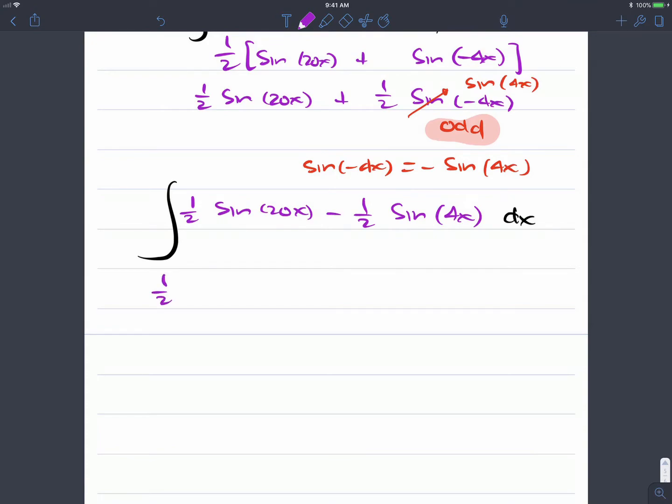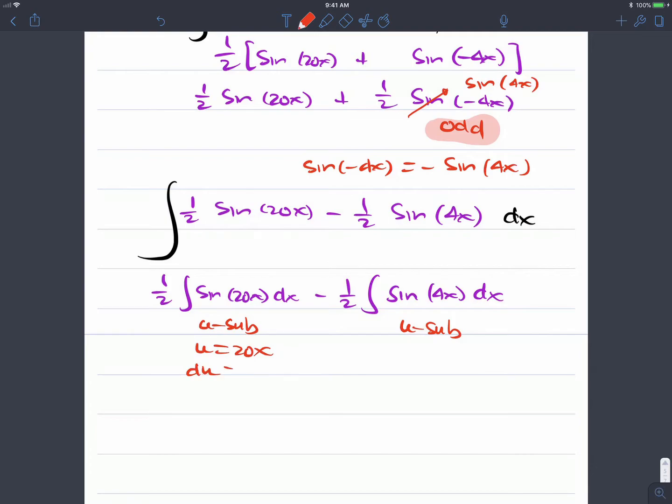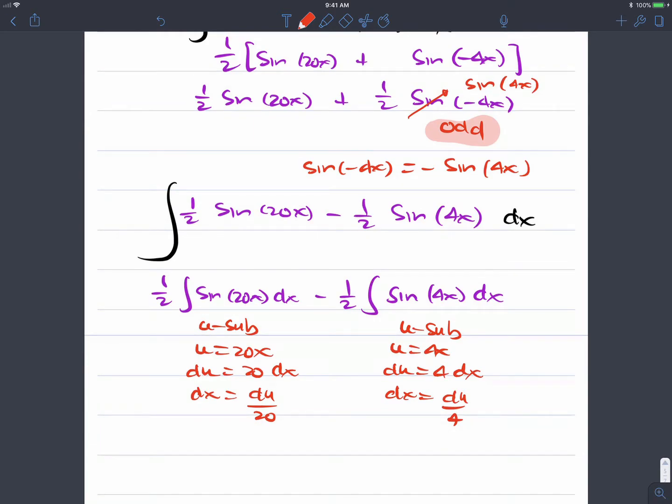So I'll have 1/2 integral sine 20x dx minus 1/2 integral sine 4x dx. Now for both of these, you use u sub. U here is 20x, so du becomes 20 dx, or my dx is du over 20. U here is 4x, du is 4 dx, so dx becomes du over 4. So we're going to do both of these by u sub.